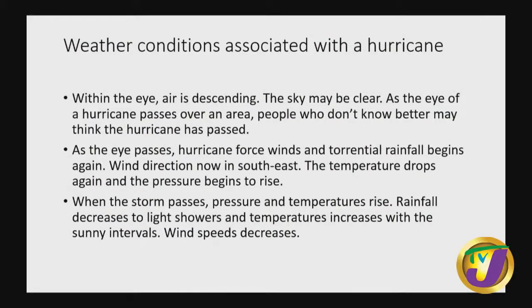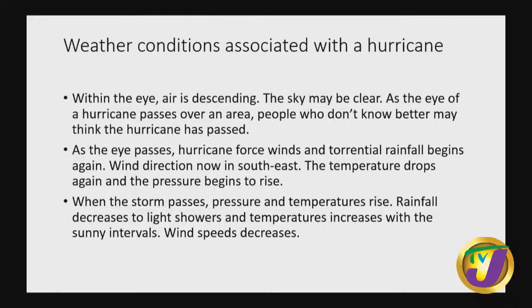So the storm didn't actually turn back. It was just one half of it passed, and the other half was now coming. So as the storm passes, hurricane force winds and torrential rain begin. The wind direction is now from the southeast. The temperature drops. Again, the pressure also begins to rise. And when the storm passes, this is now when the hurricane has passed entirely. The pressure and temperatures now rise. Rainfall decreases. We have light showers, and it gradually gets very, very fair weather.